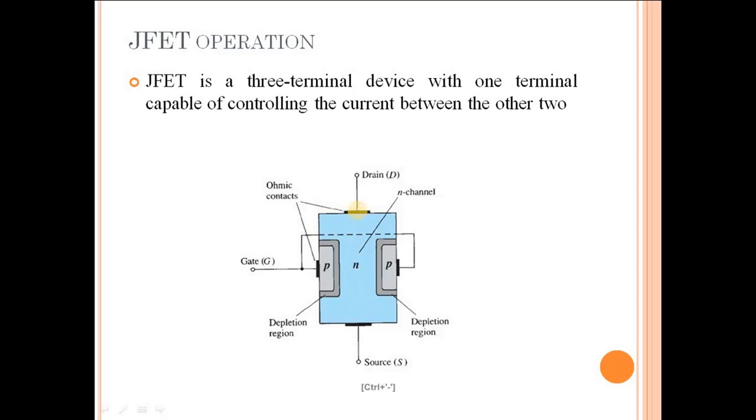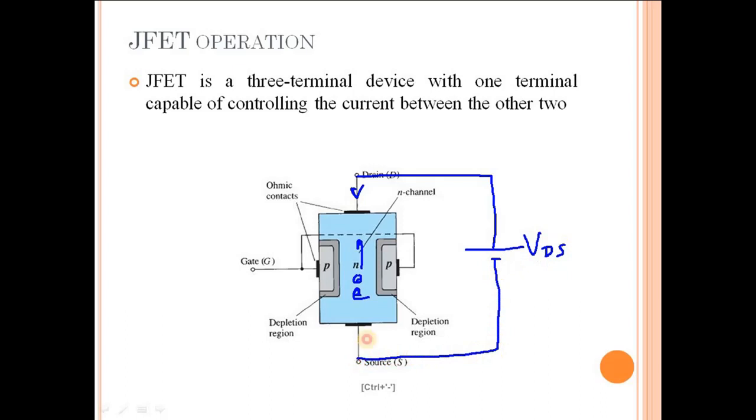If electrons have to move from source to drain, then definitely the direction of the conventional current is from drain to source, and to support such a current we need to have a VDS polarity of this sort. VDS should be of this polarity.